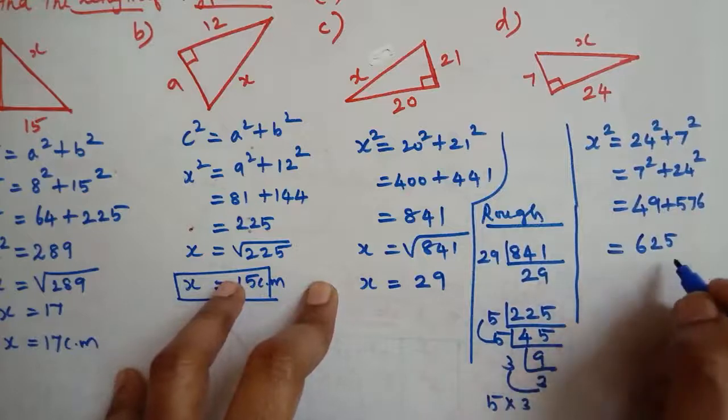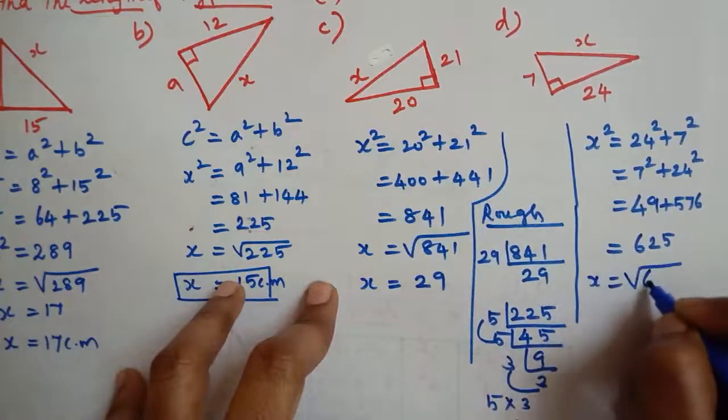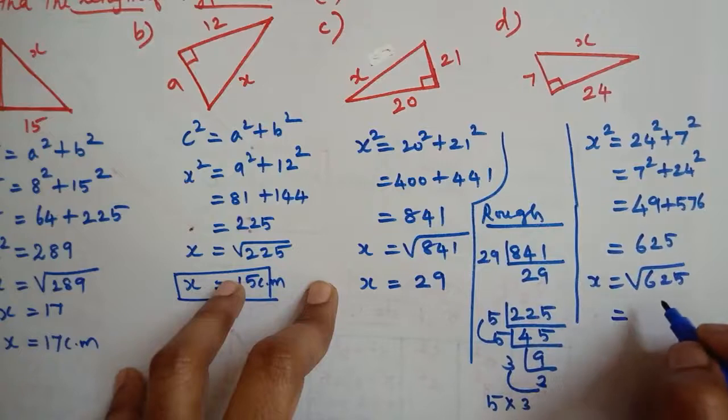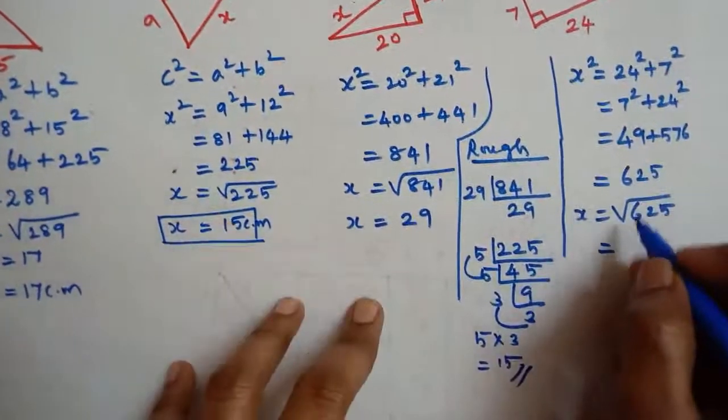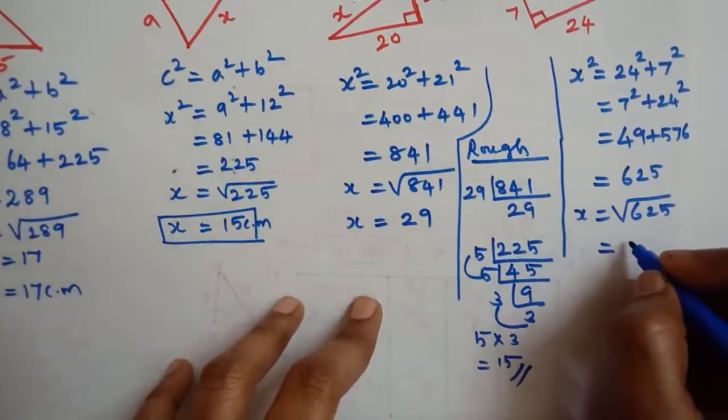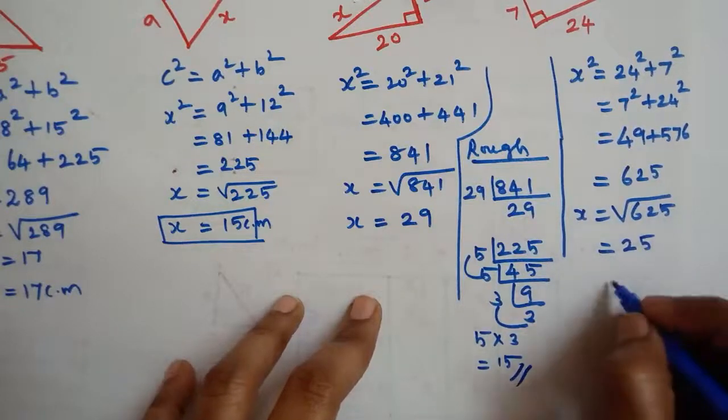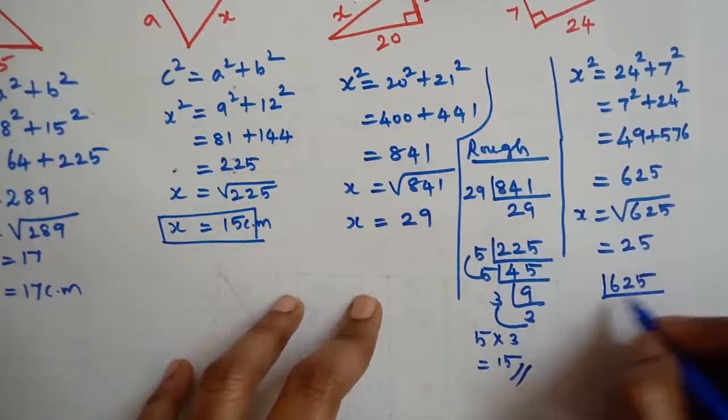625. Then x is equal to the root of 625. If you know the table, you can write the answer directly. x is equal to 25. Otherwise, you just take long division.